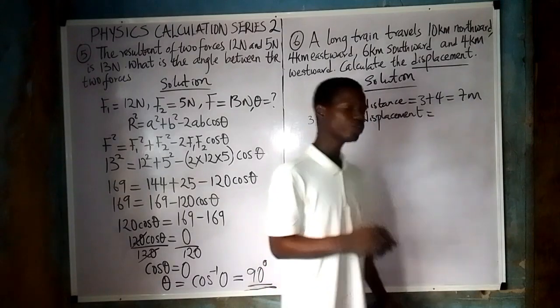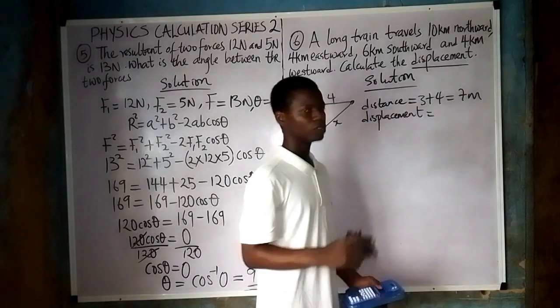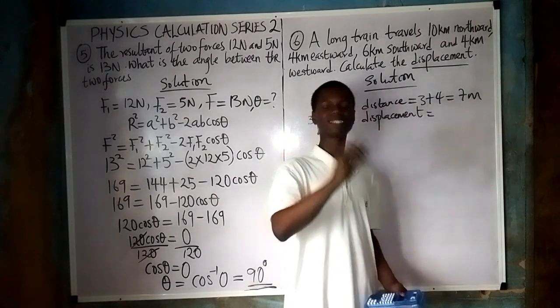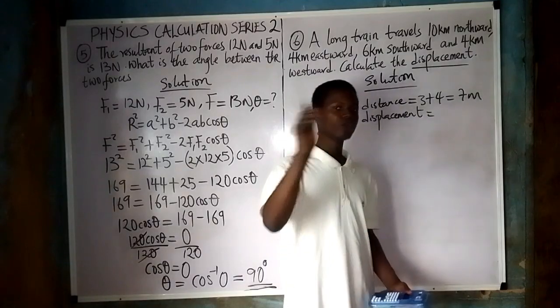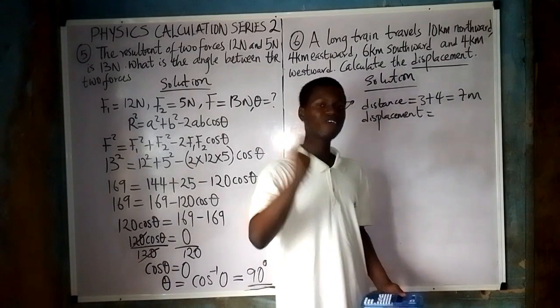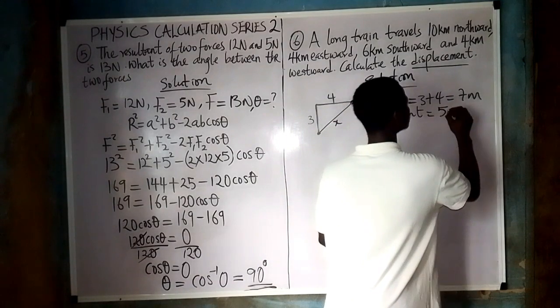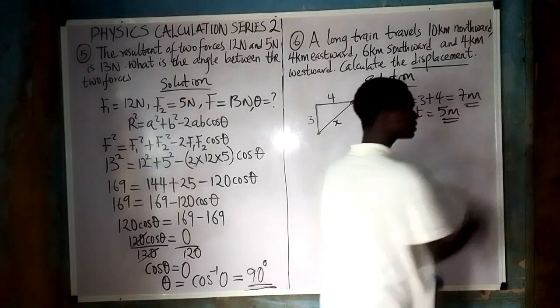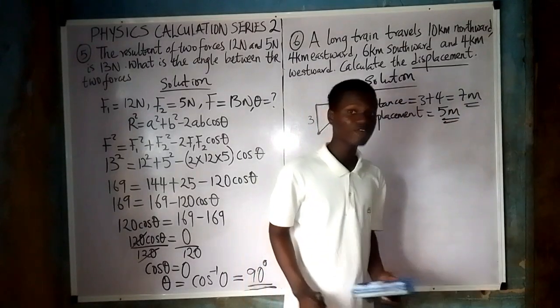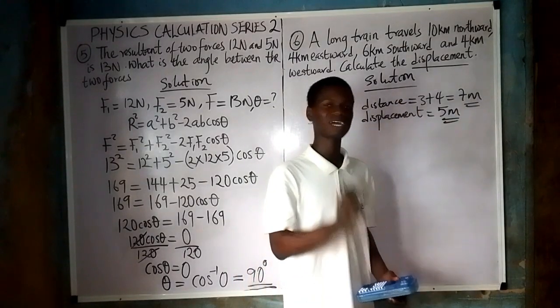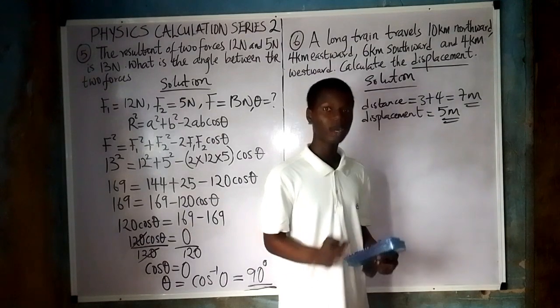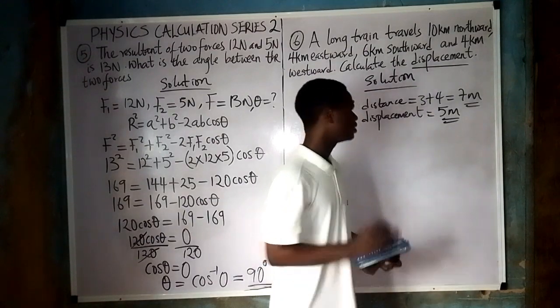And if you actually do the calculation of this, you have 3 squared plus 4 squared, that is 9 plus 16, that is 25. Root of 25 gives you what? 5. So the displacement is actually 5 meters, whereas the distance is what? 7. So take note, displacement and distance are different physical quantities entirely. Now we move on. Let's solve the question.